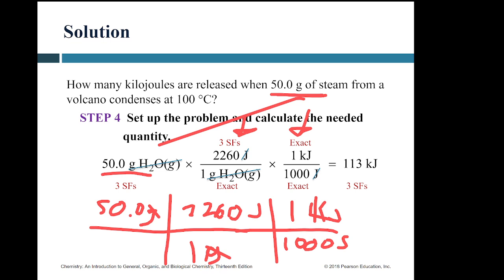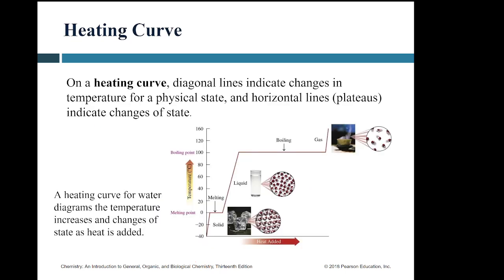Okay. I just reworked that. Okay, and then we get the final answer, 113 kilojoules. Notice that everything else is exact numbers in here, except for these two, which are both 3 sig figs in this case. So, all right, let's talk about heating curves.